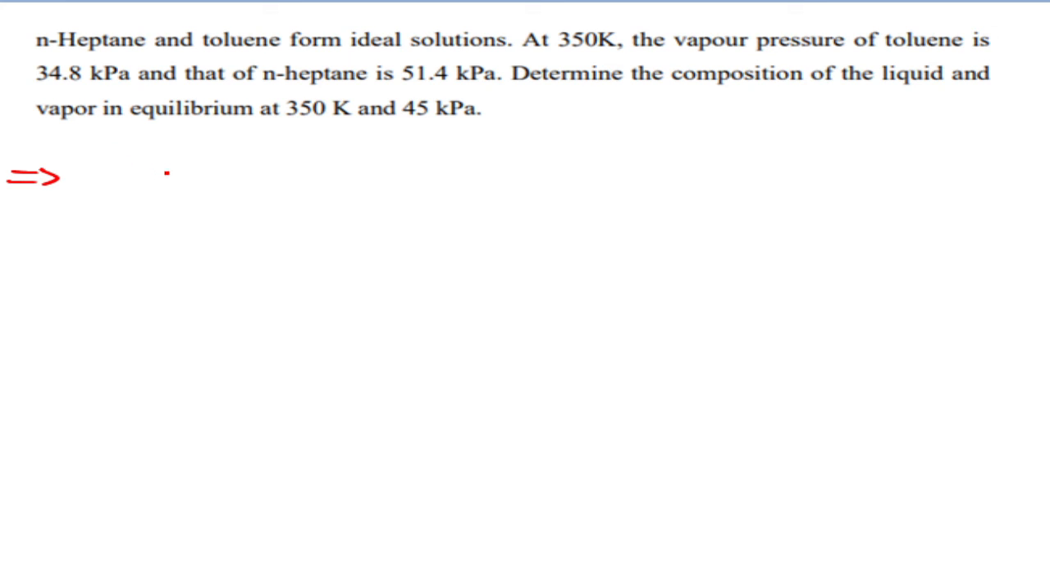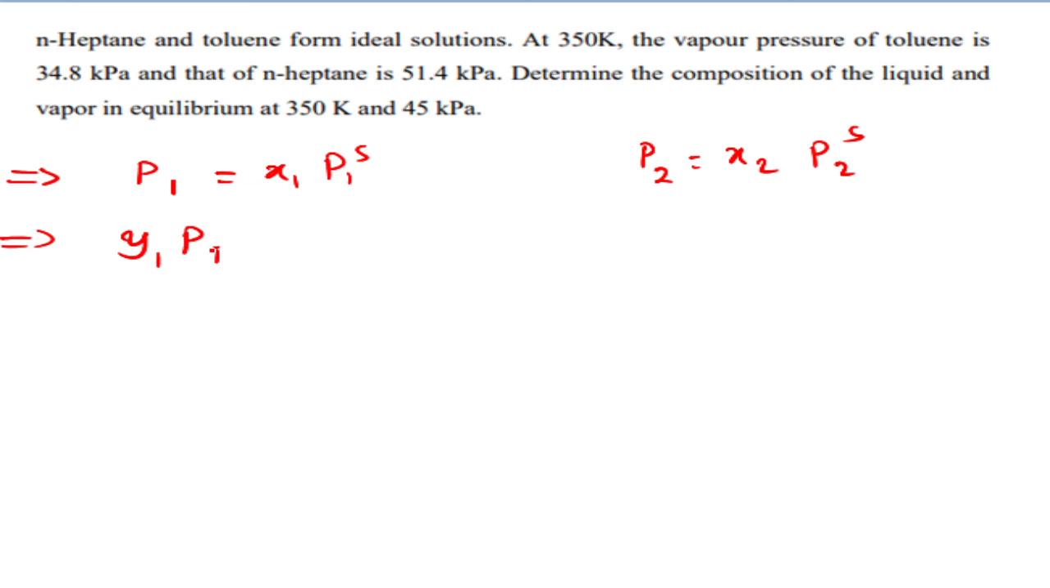So, we can write down Raoult's law first. For component 1, Raoult's law says that P1 is equal to x1 into P1s, and for component 2, P2 is equal to x2 into P2s. And using Dalton's law, we can write this P1 as y1 into total pressure Pt, equal to x1 into P1s. And for component 2, similarly, P2 is y2 into total pressure, equal to x2 into P2s.